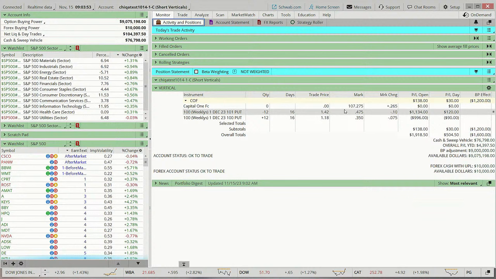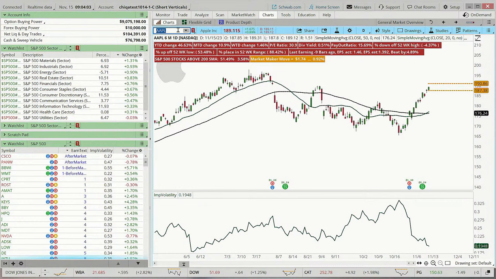Let's take a look at it on the chart, though, to see where we're currently at in relationship to that 101 strike price. Come up here and go over to our charts right here. I'm going to put in the symbol up here, COF.